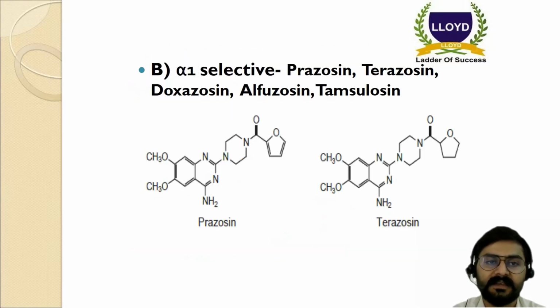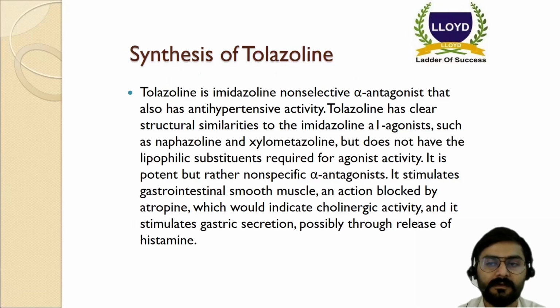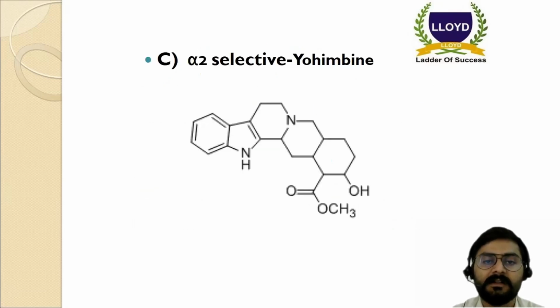The next class is alpha 1 selective blockers. These drugs primarily block alpha 1 receptors, resulting in vasodilation and reduced blood pressure. The examples are prazosin and terazosin. Afterwards, the last category is alpha 2 selective blockers. They are relatively rare. Yohimbine is the main example. Blocking alpha 2 can increase norepinephrine release, sometimes used in erectile dysfunction or as a research tool.